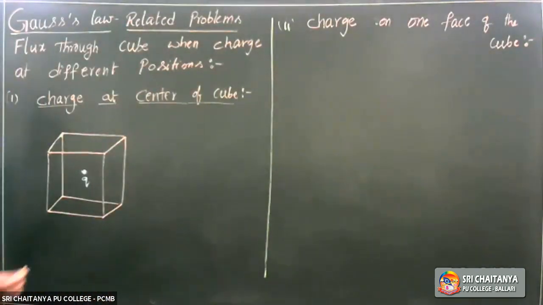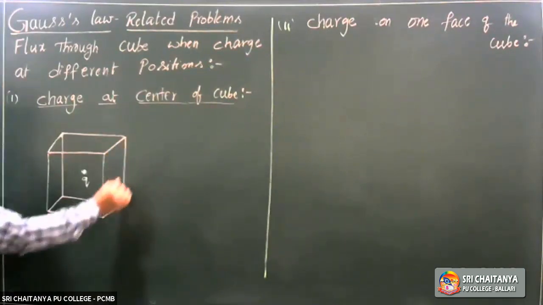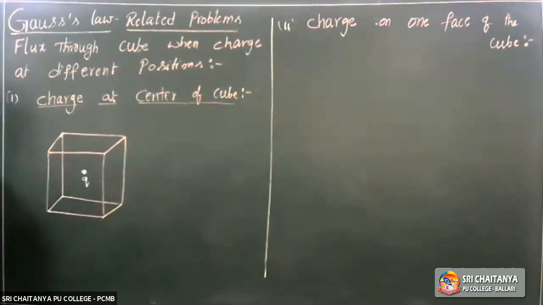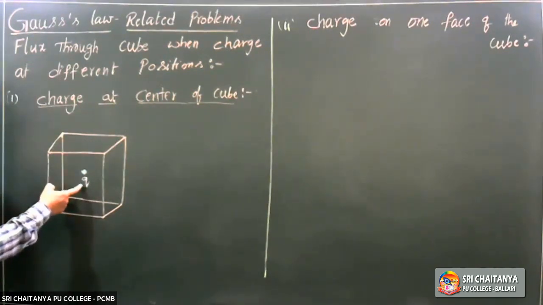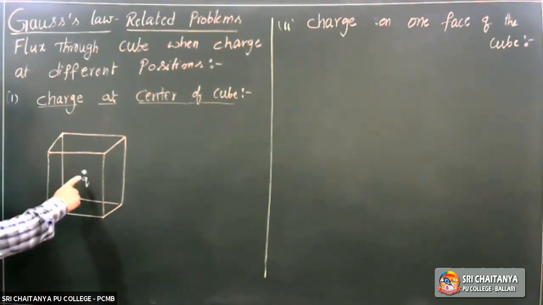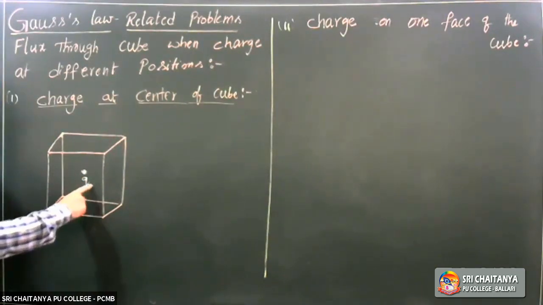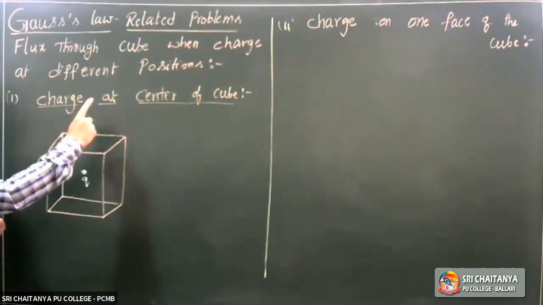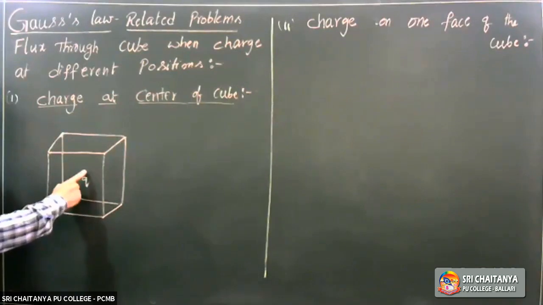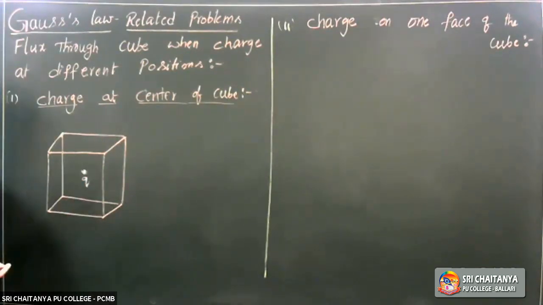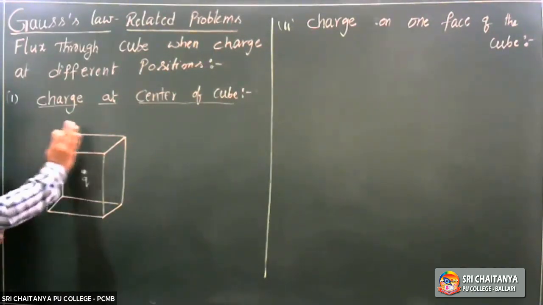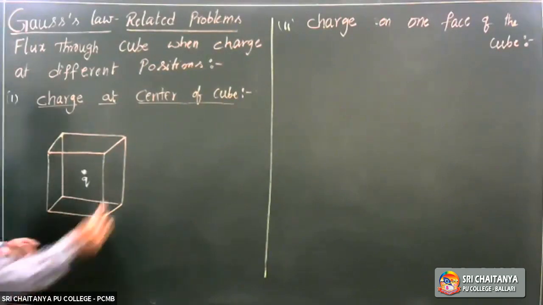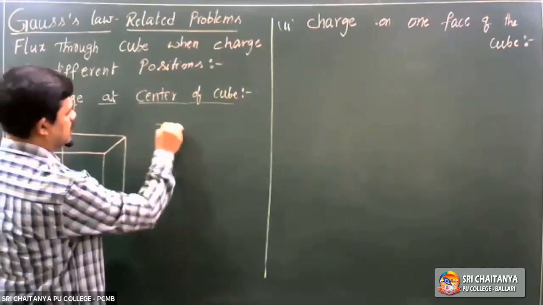See here, I took a cube and the charge is placed here. If you are asked where is the charge? Charge at the center of the cube. If I ask the question, what is the total flux linked with the cube?